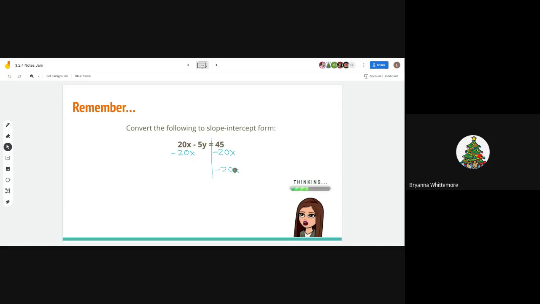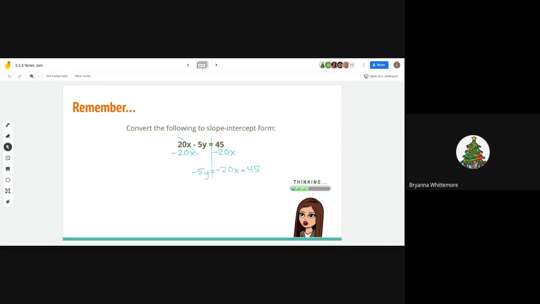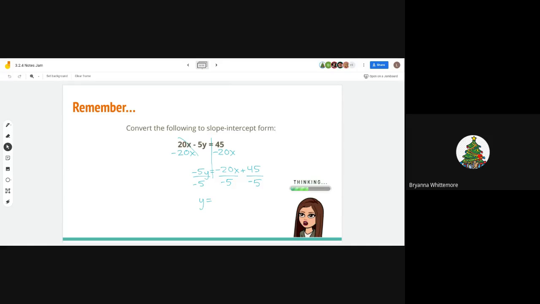Well, 5y equals negative 20x plus 45. There you go. Now what? And then you would divide by negative 5 from the y. Yep, and we're going to divide every single term. So what did you get as your final answer here? y equals 4x plus negative 9.